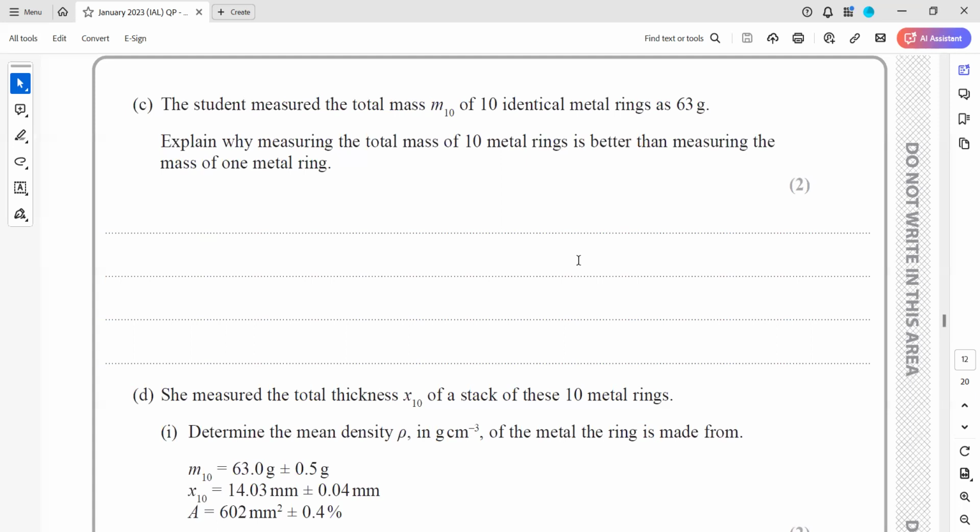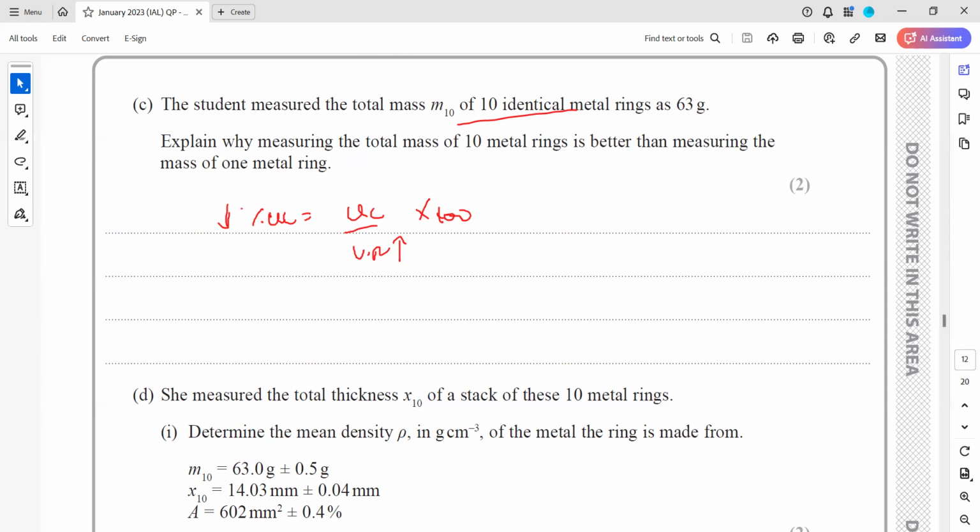The student measured the total mass of 10 identical metal rings, which is 63. Explain why measuring a total mass is better than measuring a single one. So, look, percentage uncertainty is uncertainty divided by value recorded times 100. When we record a larger amount, the value recorded will increase. If the value recorded increases, the percentage uncertainty will decrease.